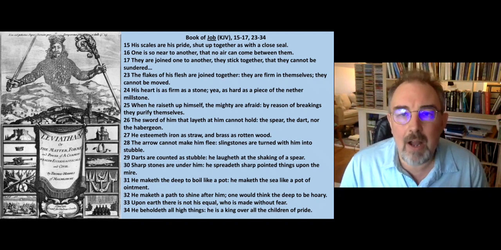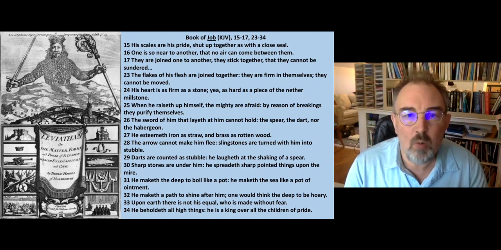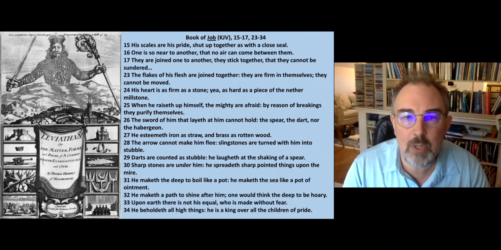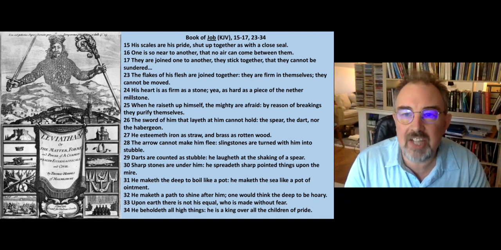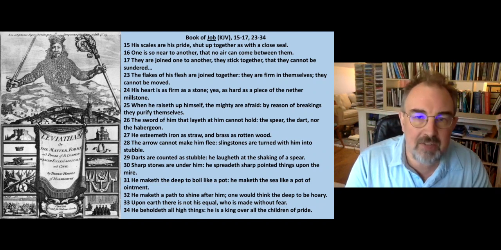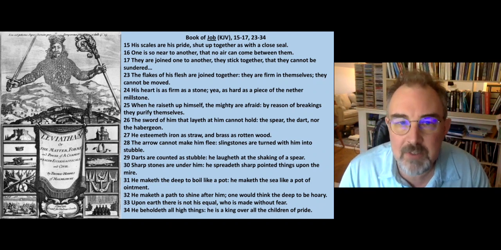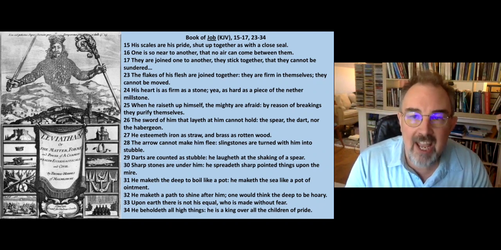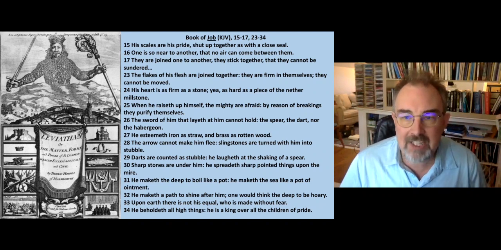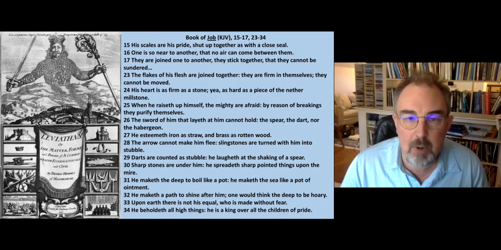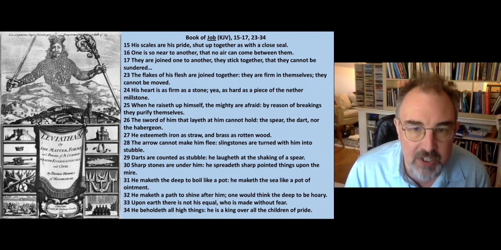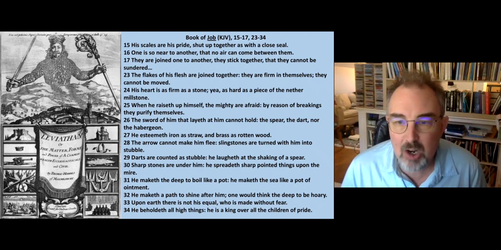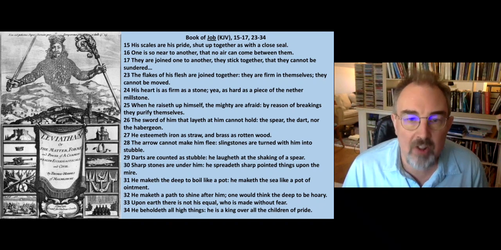His scales are his pride, shut up together as with a close seal. One is so near to another that no air can come between them. They are joined to one another, they stick together, they cannot be sundered. The flakes of his flesh are joined together, they are firm in themselves, they cannot be moved. His heart is as firm as a stone, yea, as hard as a piece of the nether millstone. When he raiseth himself up, the mighty are afraid. By reason of breakings they purify themselves. The sword of him that layeth at him cannot hold, the spear, the dart, nor the habergeon.